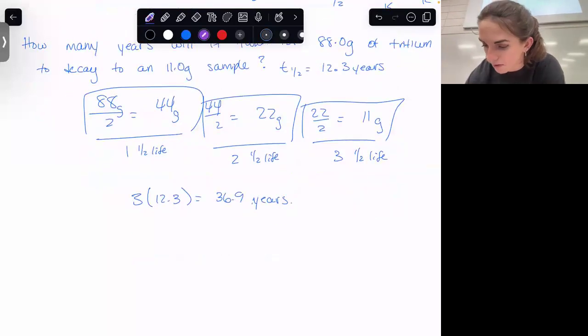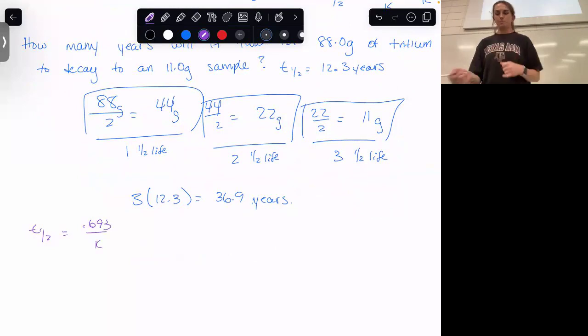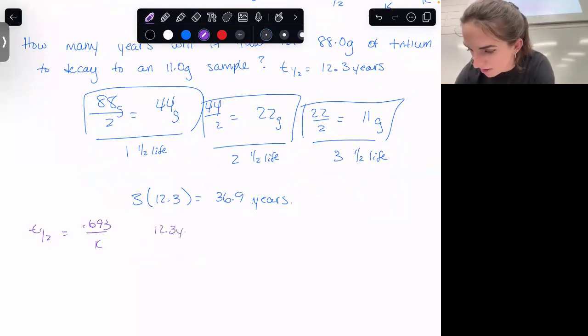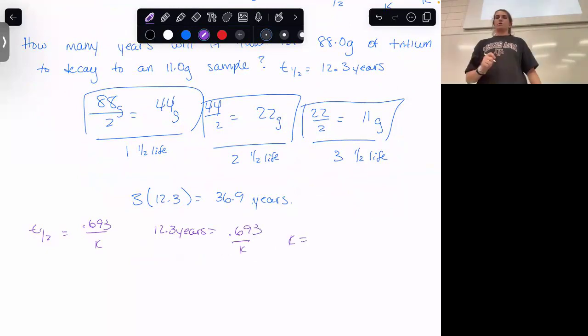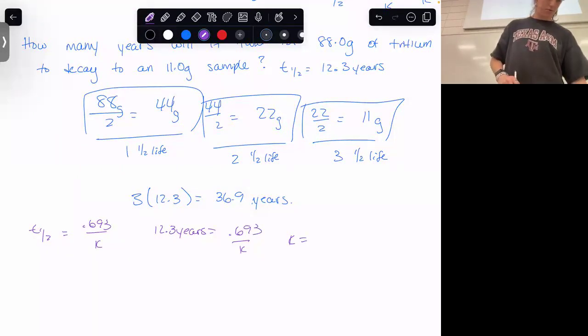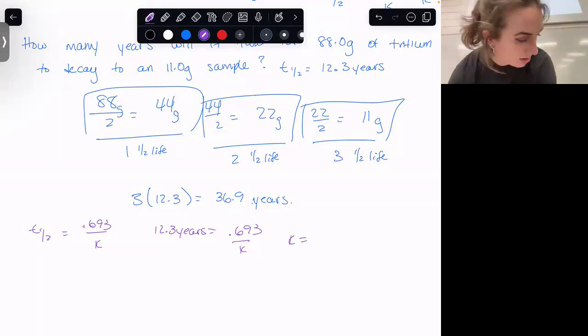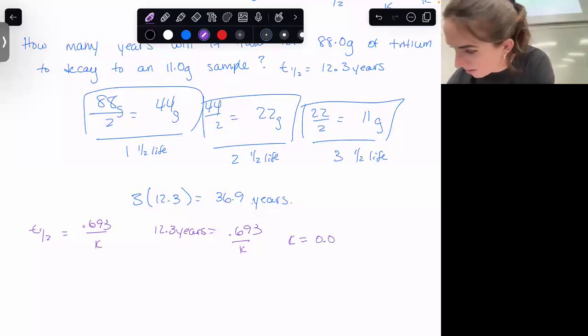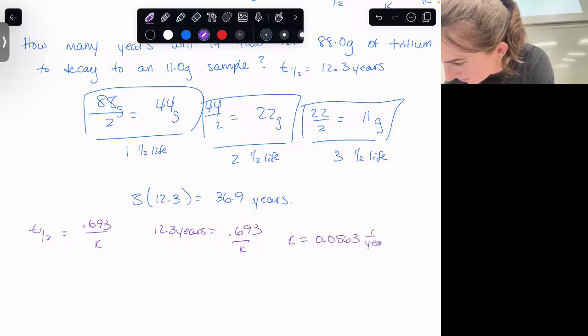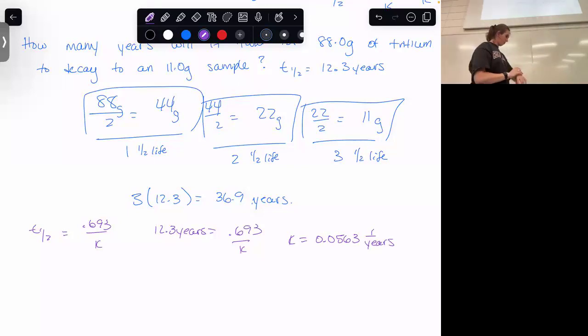We could use our T1/2, and we know that 0.693 divided by k will give us our k value. So we could say that 12.3 years is equal to 0.693 divided by k. We can rearrange, and we end up with k equal to 0.05631 per year. And now that we have k, what can we use? Then we can use the integrated rate law formula.